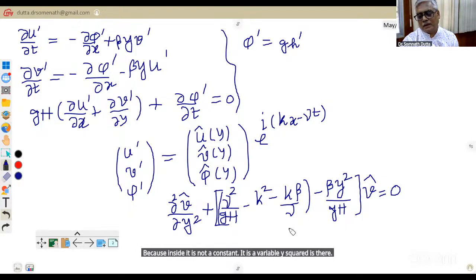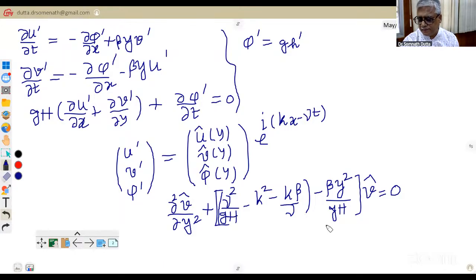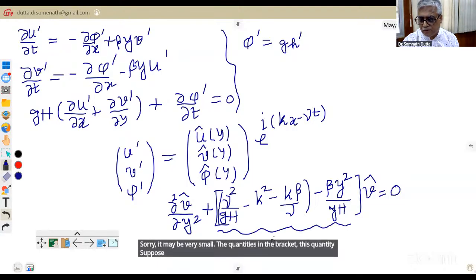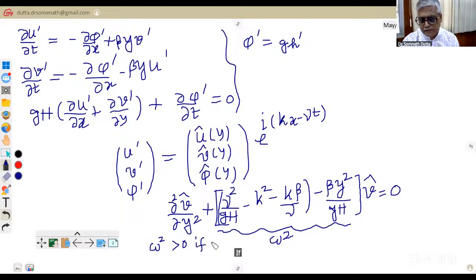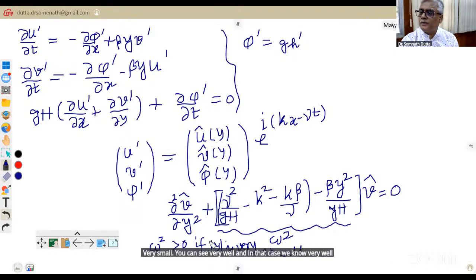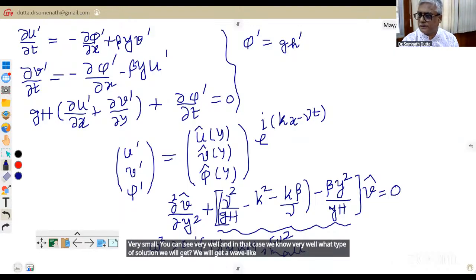Now if we look at the quantity in the bracket, suppose I call this quantity omega square. Then you can see very well that this omega square will be greater than 0 if mod y is very small. And in that case, we know very well what type of solution we will get: a wave-like solution, sine cosine, simple harmonic motion.